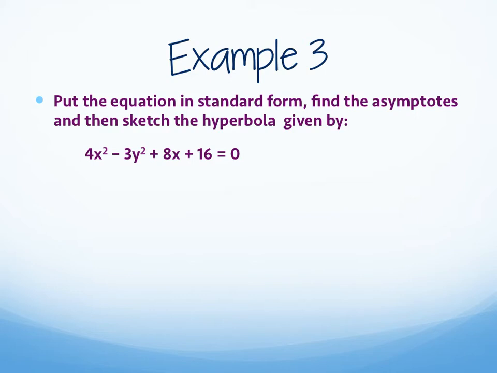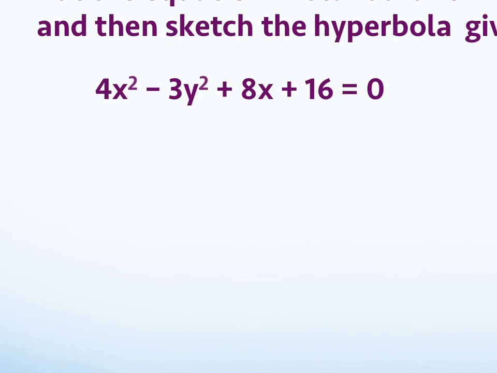So put the equation in standard form, find the asymptotes, and then sketch the hyperbola given by 4x squared minus 3y squared plus 8x plus 16 equals 0. What are you going to have to do first? Complete the square. So group it together.